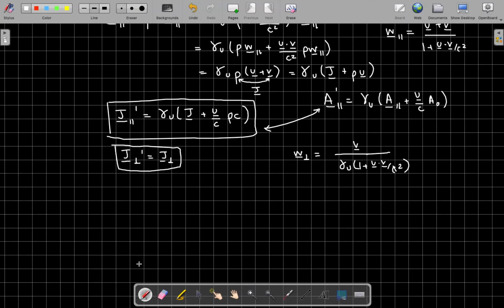Okay, so this is our first important result. J mu equals rho C, J is a 4-vector, and it satisfies the continuity equation. So that's our first very important result right here.